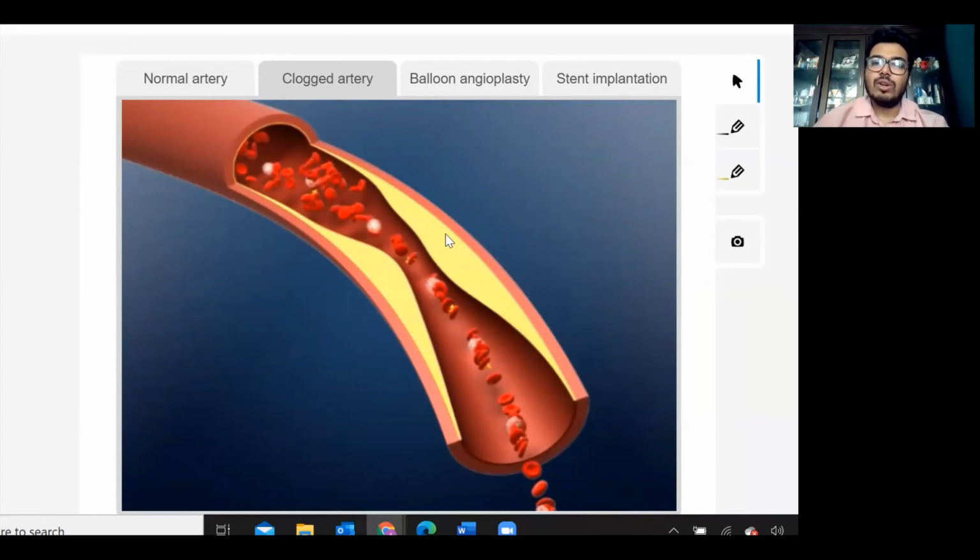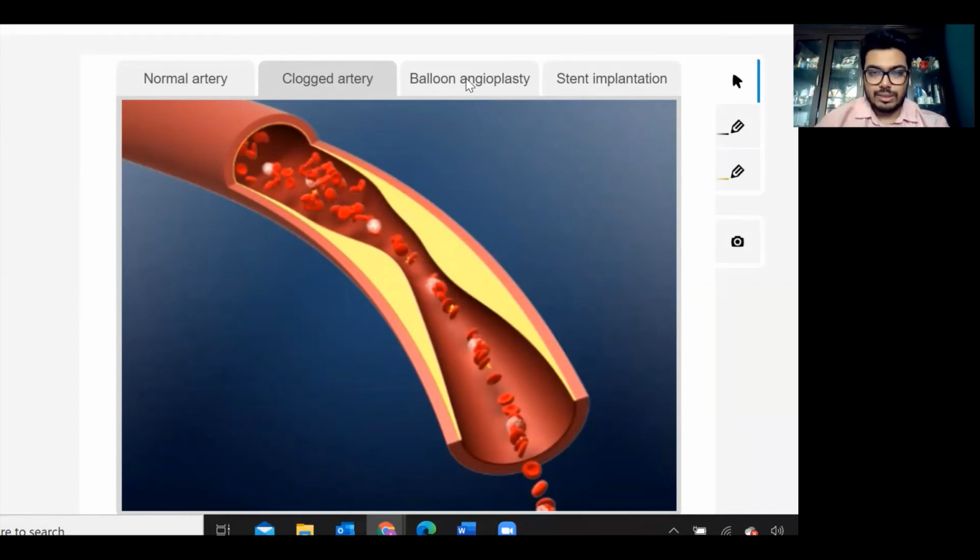So you can see when there is a clogged artery, when fat layers are clogging this particular artery, what happens? You can see that the nutrients are getting narrowed down, and it's difficult for the nutrients to reach, and that's when it gets harmful for the person.